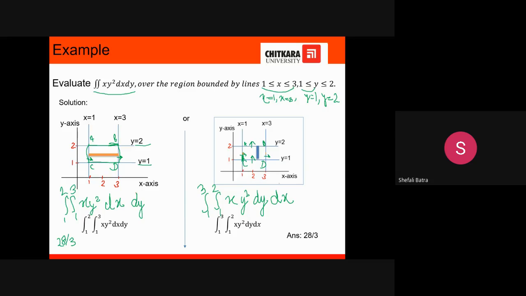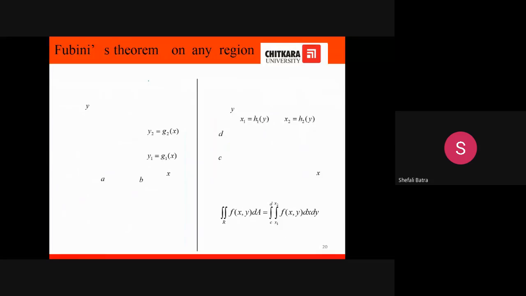I hope it is clear. You can go by either this way or this way. It is totally your choice when it is written, evaluate this. I hope it is clear and keep this in mind. If both limits are constant, definitely the region of integration would be a rectangle or square, right? Now, come to the next theorem.